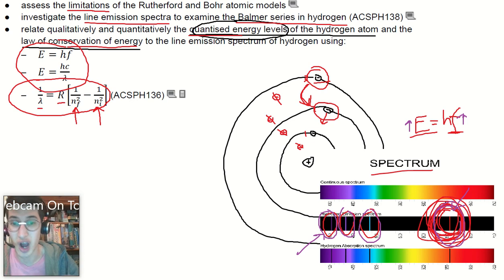If you want even higher jumps than our 6 to 2, you can go from 4 to 3. Sorry, I got that the wrong way around. If you're jumping down to the first level, that's a high amount of energy, that's a big jump. You're going to be releasing ultraviolet light. If you're making smaller jumps, such as jumping from, say, 4 to 3, you're going to be releasing less energy. That's infrared. Okay, hopefully that all made sense to you. Have a good one.